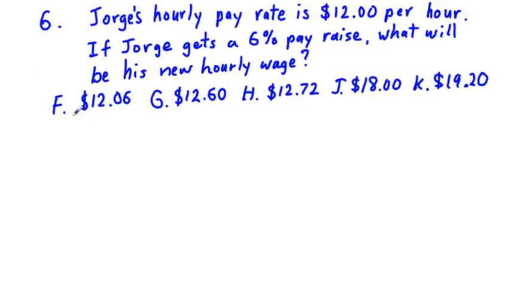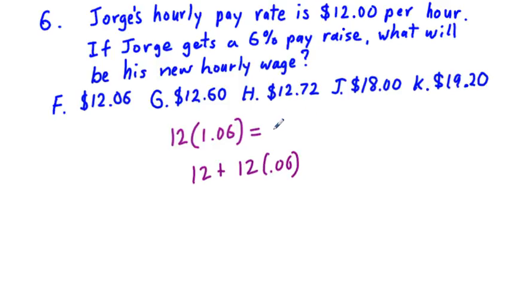Next problem, 6. Jorge's hourly pay rate is $12 per hour. If Jorge gets a 6% pay raise, what will be his new hourly wage? Now for me, what I would do is take this 12 and multiply it by 1.06. The 1 includes the $12 itself, and the 0.06 is what you add to it. So it could be the same as 12 plus 12 times 0.06. If you multiply this out on your calculator, you're going to get 12.72, which is answer choice H.